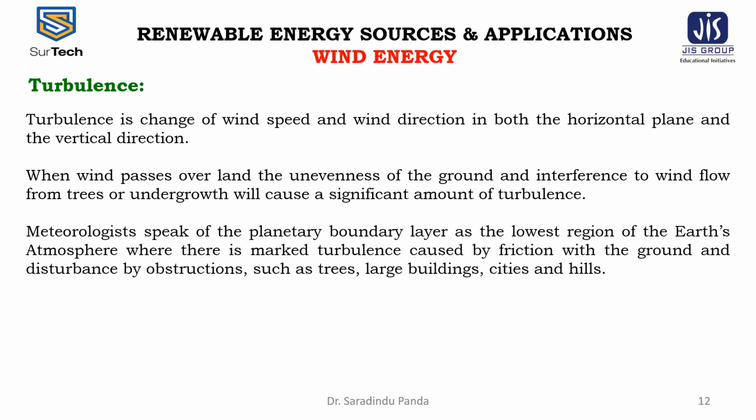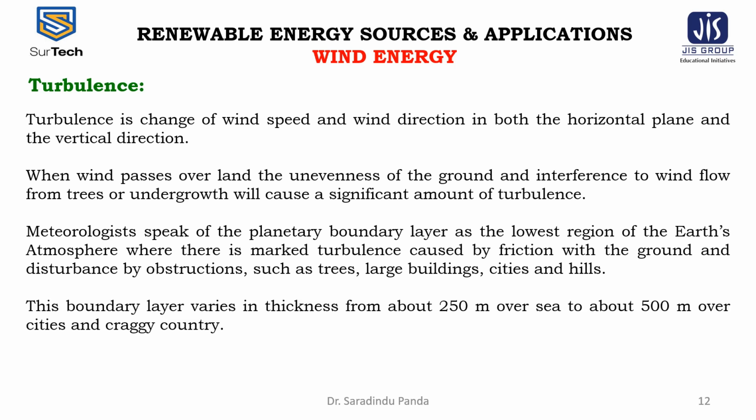Meteorologists speak of the planetary boundary layer as the lowest region of the Earth's atmosphere, where there is marked turbulence caused by the friction with the ground and disturbance by obstructions such as trees, large buildings, cities, and hills. This boundary layer varies in thickness from about 250 meters over the sea to about 500 meters over the cities and the rough country.